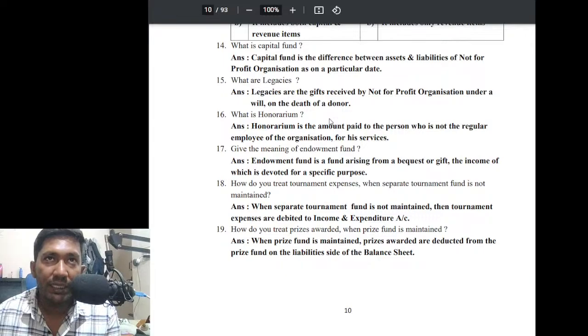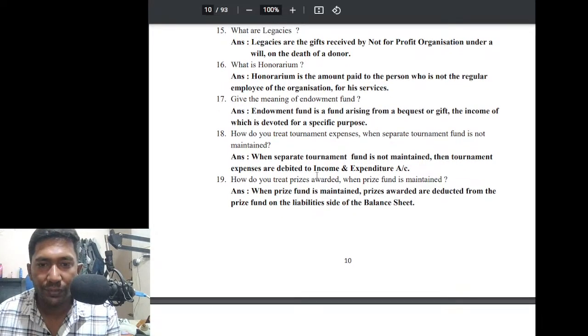Okay, so that is known as legacy. Whatever is received by an NGO on behalf of a deceased donor, any person who dies and, as per the will, without dying also, some people donate so many things. Okay, so that is known as legacies.